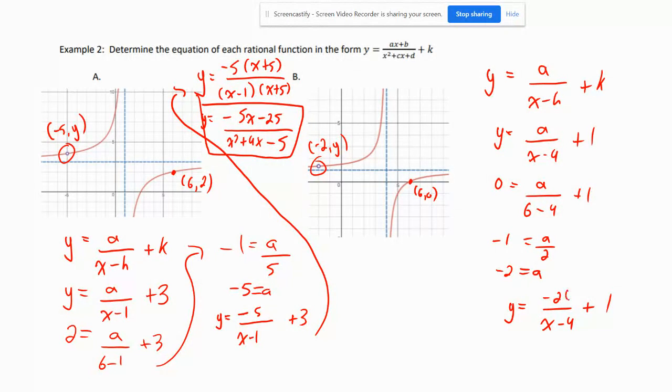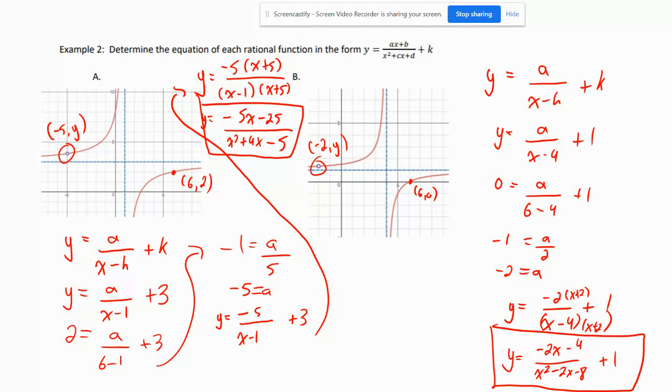So I just want to put in x plus 2 in the top and the bottom like this. Okay, so we get y equals negative 2 times (x minus 4)... expand this out over here: x squared plus 2x minus 4x is minus 2x minus 8, plus 1. And that's the answer for this guy over here.